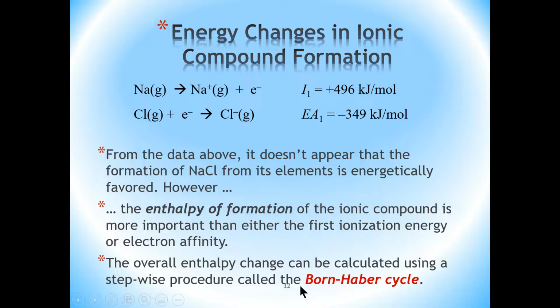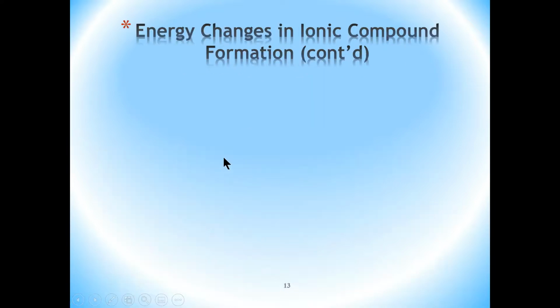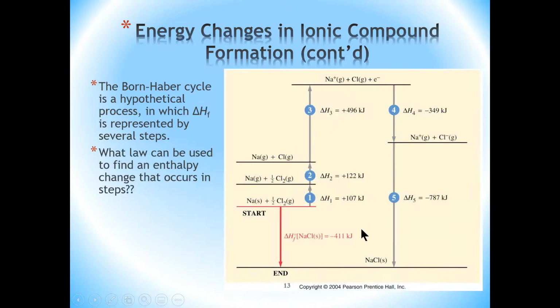So what we're going to talk about, and you're going to see that in the next slide, is how we can determine the overall enthalpy change using a stepwise procedure, which is known as the Born-Haber cycle, which is basically a hypothetical process showing you how you have the formation of the ionic compound from its constituent atoms. All right? So this is the Born-Haber cycle for sodium chloride. As you can see, here is designated the start because that's where the original sodium and chlorine is, and the end would be, of course, the formation of the sodium chloride solid.